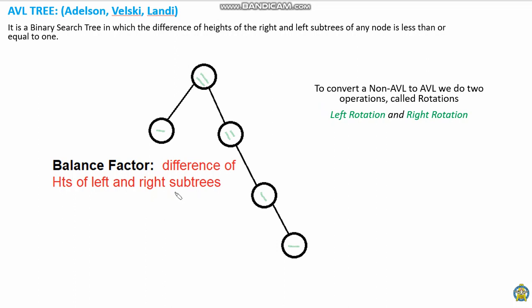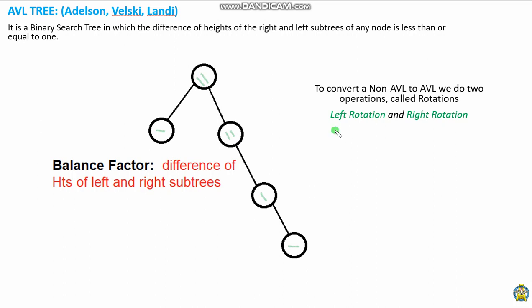In some books you might find a definition saying that an AVL tree is one that has a balance factor. No, that is not correct. Every node has a balance factor, but in an AVL tree the balance factor has to be within these limits. So what happens when a binary search tree, a non-AVL tree, is given? When you have a non-AVL tree, we need to convert it into an AVL tree.